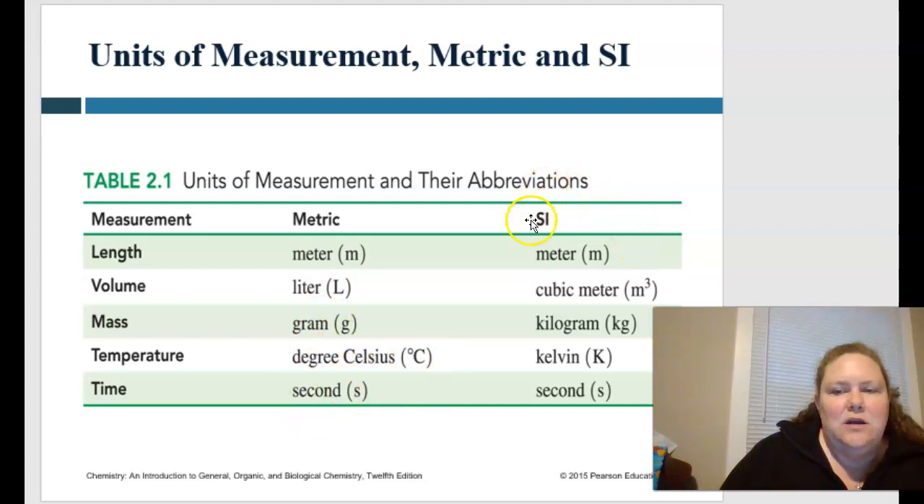And the SI units are usually pretty similar. Again, we're going to be using meters for length. Volume, instead of liter, is cubic meters or meters cubed, right? The mass, instead of using gram, is using the kilogram. Temperature, instead of degrees Celsius, is using degrees Kelvin or Kelvin. And then again, time is going to be seconds. So there is some crossover and commonality between the two, but there are some differences as well.